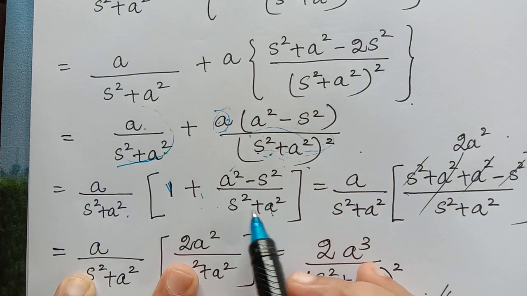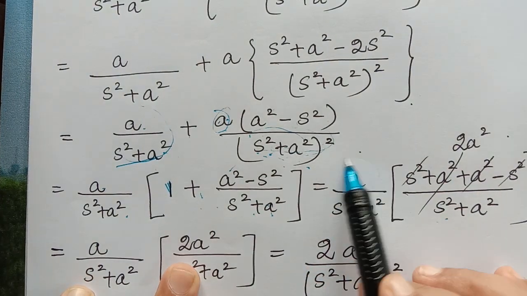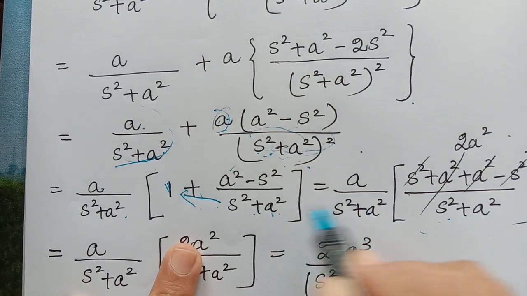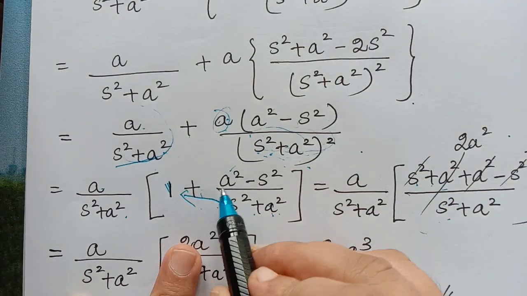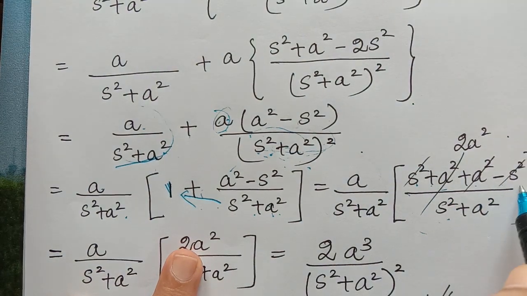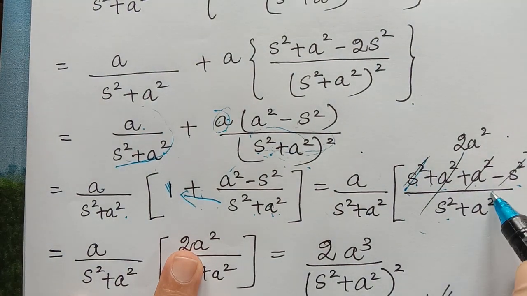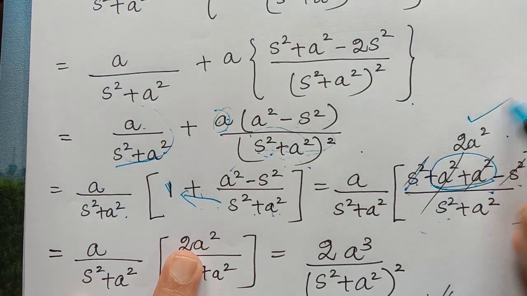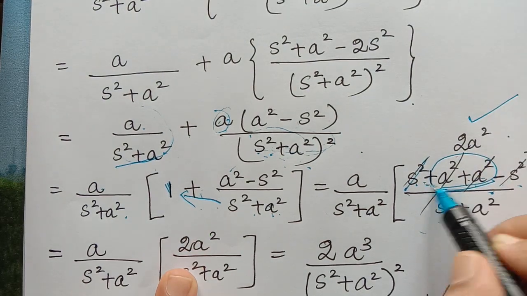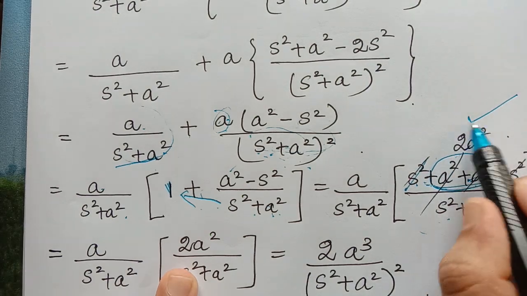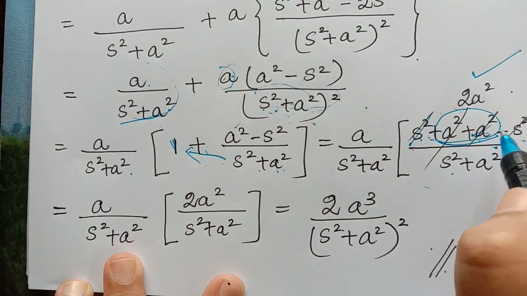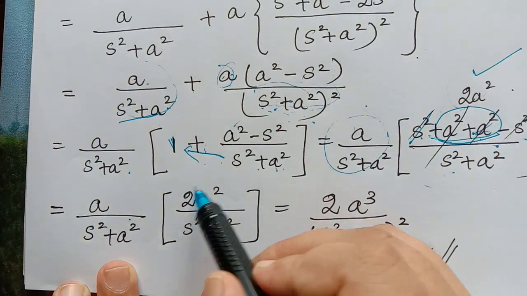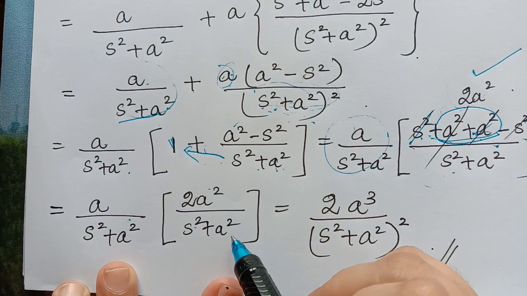So when we take LCM, the LCM is s square plus a square. This outer term remains the same. So this gets multiplied with this 1. So in the numerator we have s square plus a square plus a square minus s square. This plus s square and minus s square gets cancelled and a square plus a square turns out to be 2a square. Because both are plus, it gets added up and it becomes 2a square. And so we will be having this term as it is outside and 2a square in the numerator, in the denominator s square plus a square.